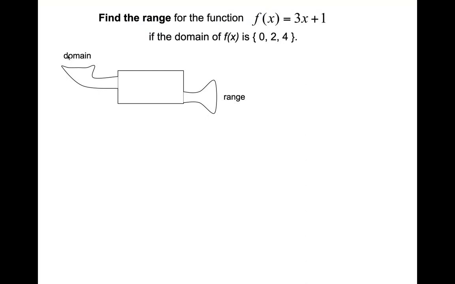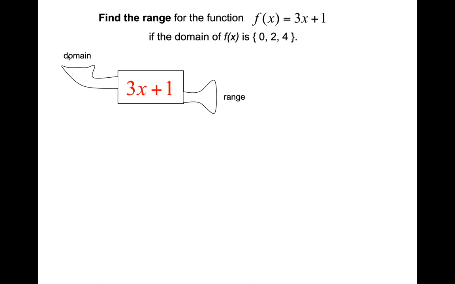Okay, now that we know how a function machine works, let's go ahead and take a look at it in action. It says find the range of the function f of x equals 3x plus 1 if the domain of f of x is 0, 2, 4. So we'll recall that the domain is going to be the values that we put in, and the range are the values that we get out.